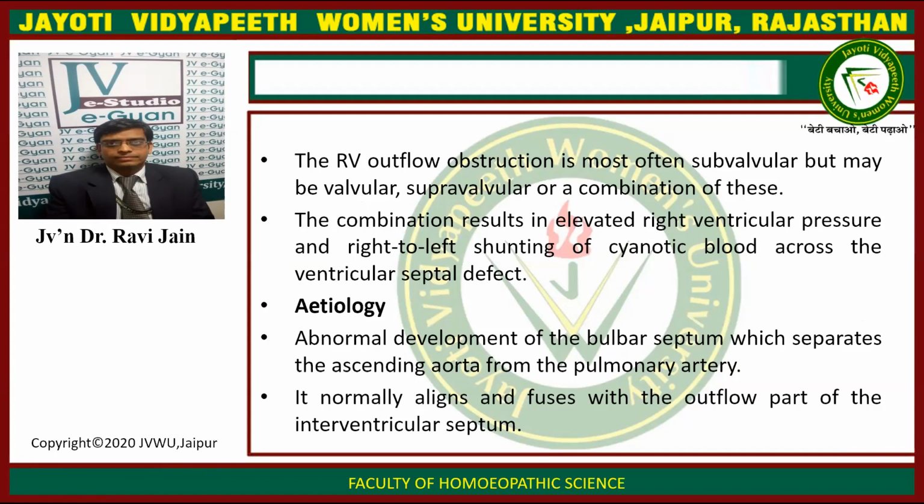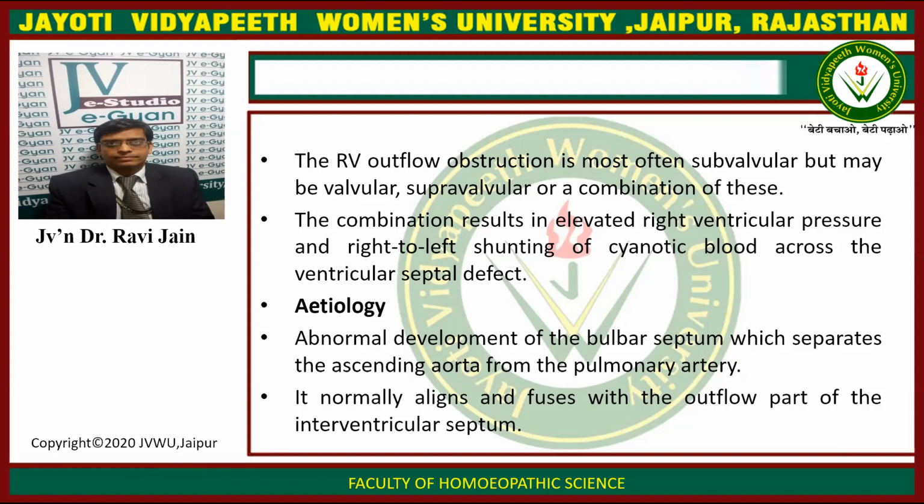The right ventricular outflow obstruction is most often subvalvular, but may be valvular, supravalvular, or the combination of these. So, in case of tetralogy of Fallot, the right ventricular outflow obstruction is most often subvalvular, that is lying below the valve, but it can be valvular, supravalvular, or a combination of these components. The combination results in an elevated right ventricular pressure and right to left shunting of cyanotic blood across the ventricular septal defect.